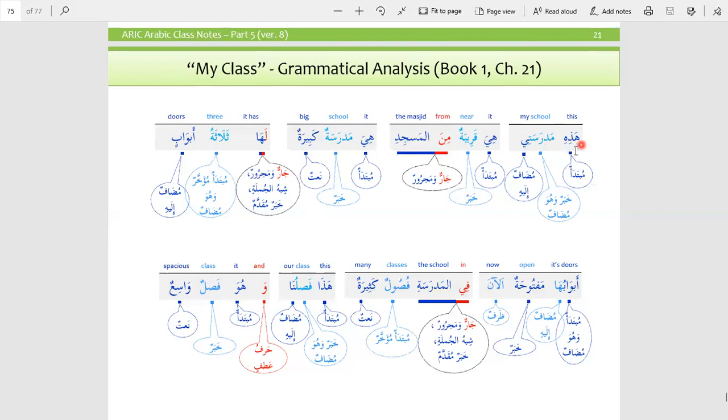And hadihi here in this case is mubtada. We remember this is a nominal sentence. This is mubtada, and madrasa is khabarun. But when it is khabarun, do you see that it is also attached to ya? So this word madrasati is mudaf ilay. So we say madrasat is khabar wa huwa mudaf, and ya mutakallim is mudaf ilayh.